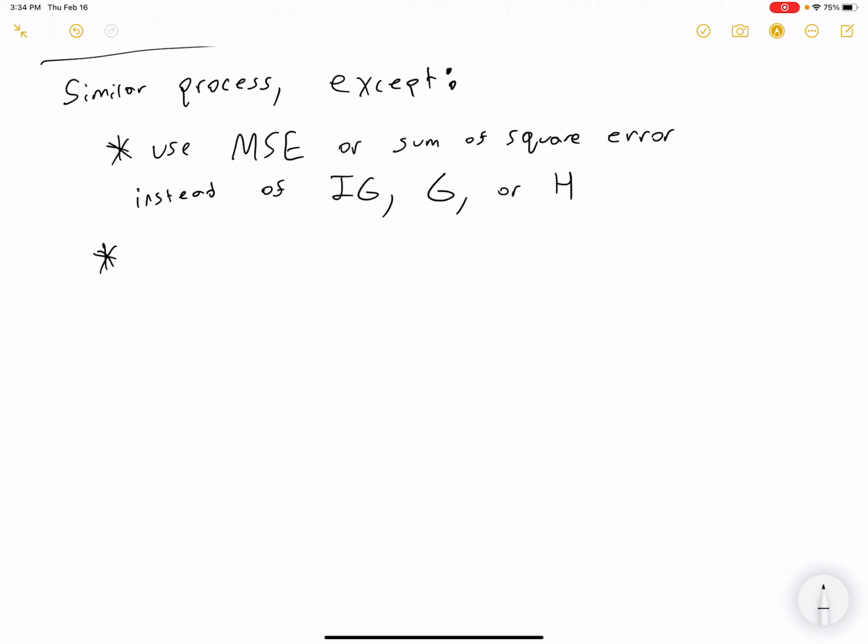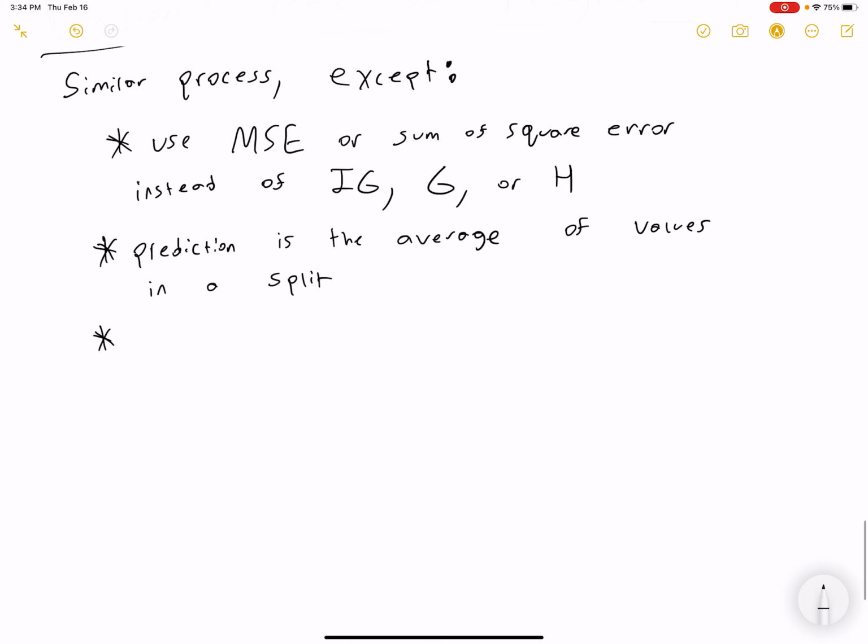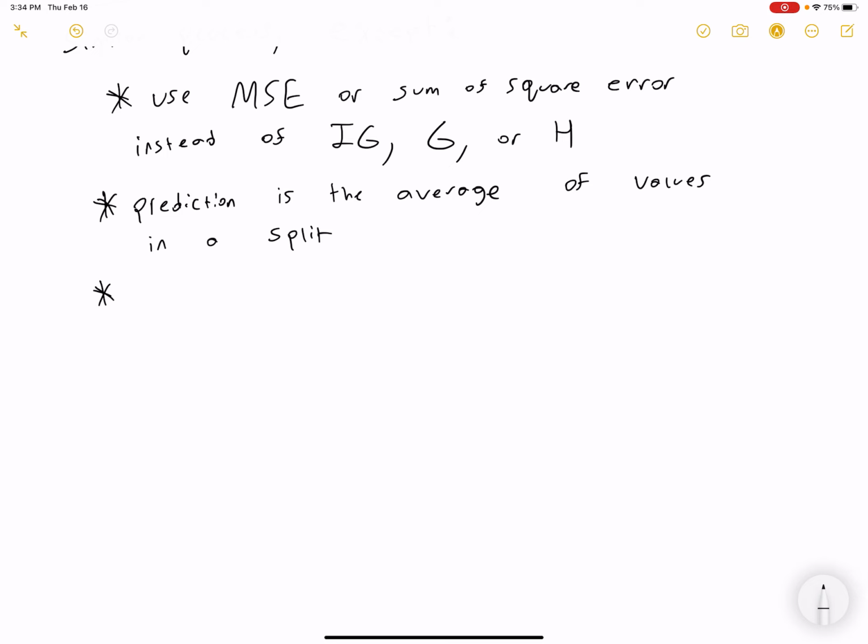And the prediction, so what you actually predict at a leaf node, is going to be the average of the values you're trying to predict, the outcome values in a particular split. It's going to be a little different than classification, because in classification, when you split the data points, you can stop when all points on one side are one category and the other side are a different category. That doesn't quite work for regression because every data point is going to have probably a different numerical value. So you can use some other stopping criteria.